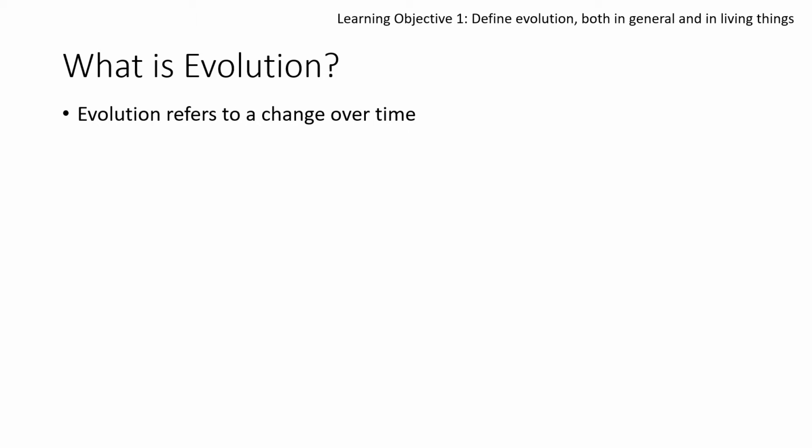That's why you can have evolution in politics. You can have evolution in how things are manufactured, stuff like that. Evolution doesn't have to just refer to living things, even though that's the way we've come to commonly associate it with. Now, let's look instead at evolution in living things.